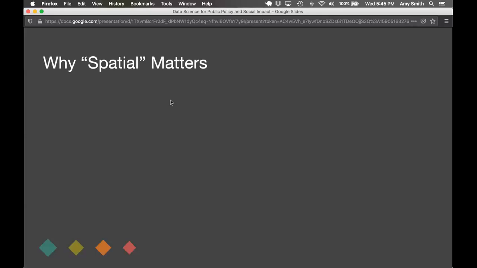And while this isn't really unique to the realm of public policy, spatial data and analysis plays a very important role. And so what I'll do next is give you a couple of examples so you can get a better sense of why spatial matters and why I'm bringing it up.